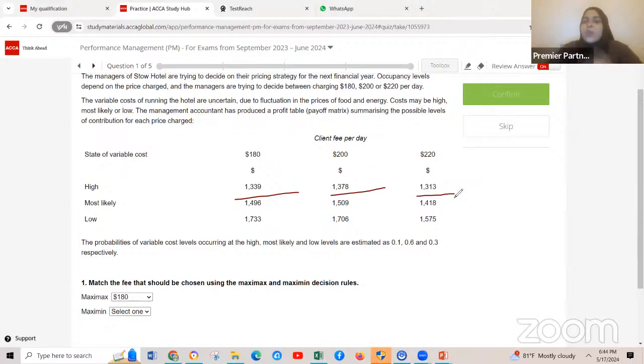Out of the worst, what is the best? So that is a very safe option to go with. If he picks a price of 200, even if the worst happens, he will still make 1378. So he's happy to go with that. The worst outcome is lowest, so he will pick 200. Correct.